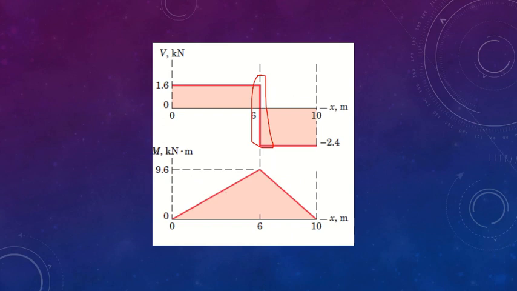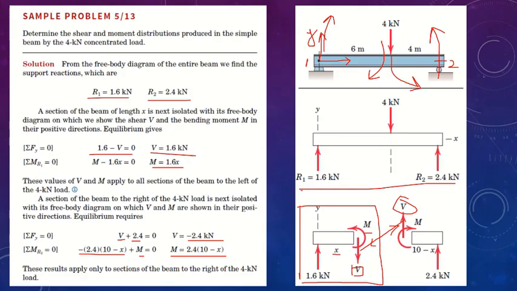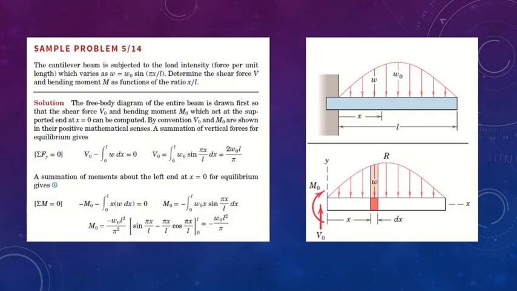Now, let us look at a little more complication when W is given as a function of x. Here, the cantilever beam is subjected to a load intensity, that is force per unit length, which varies. W is defined as W naught, a constant, that is the initial load distribution, W naught sine pi x by L. Determine the shear force V and moment M as a function of x by L.